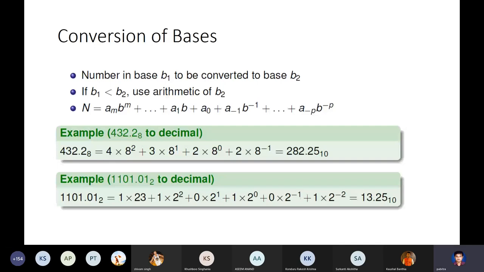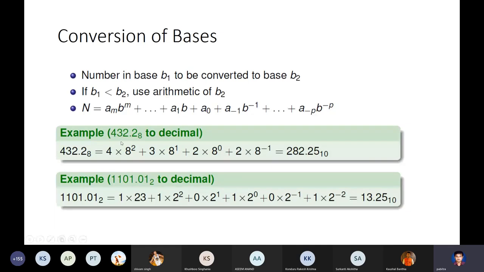So what you simply do is use the arithmetic of B2. Use the arithmetic of B2. So if you want to convert binary to decimal, use the decimal arithmetic. If you want to convert base 8 to decimal, use the decimal arithmetic. So if n is your number in base B1, you simply use this radix expansion.